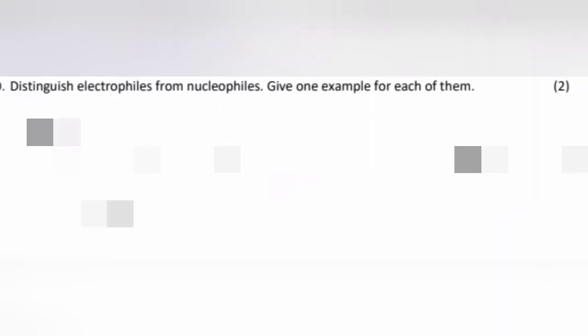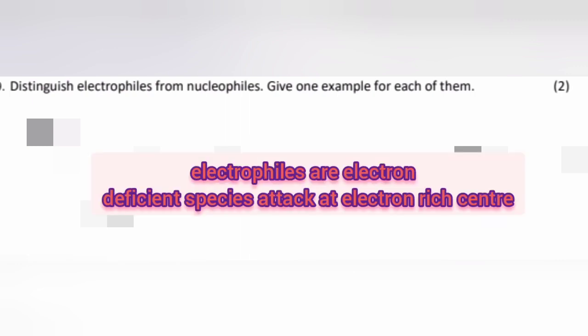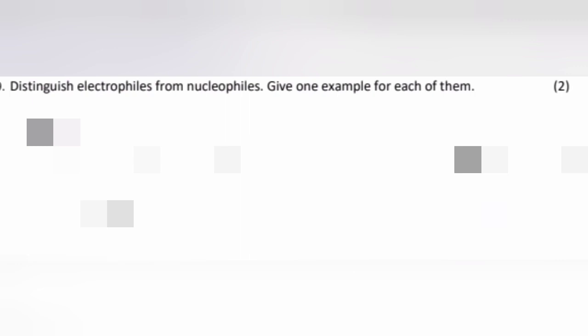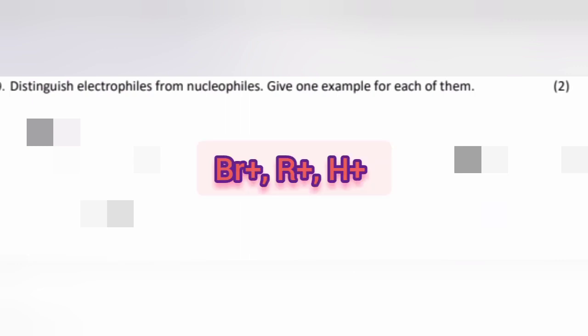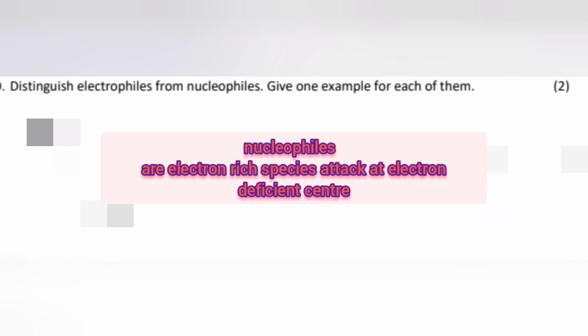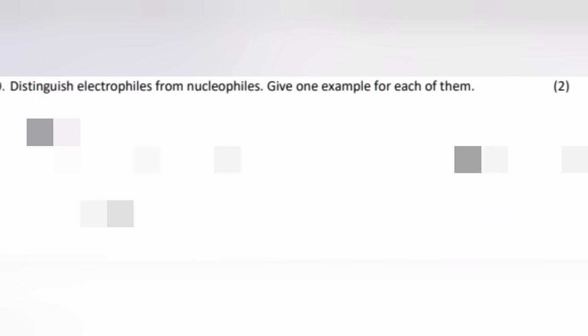Distinguish electrophiles from nucleophiles. Give one example for each of them. Answer: electrophiles are electron deficient species that attack at electron rich centers. They are electron loving species. Example: Br+, R+, Cl+, H+, etc. Nucleophiles are electron rich species that attack at electron deficient centers. They are nucleus loving species. Example: Br-, R-, Cl-, H-, etc.